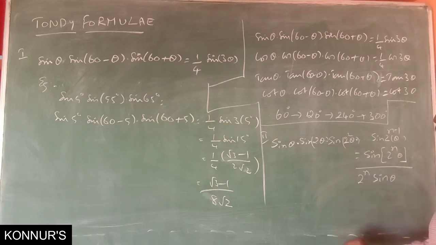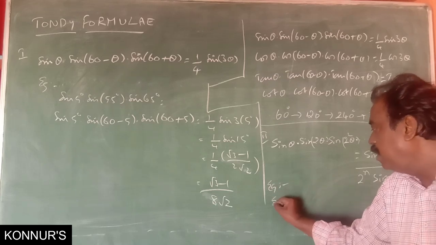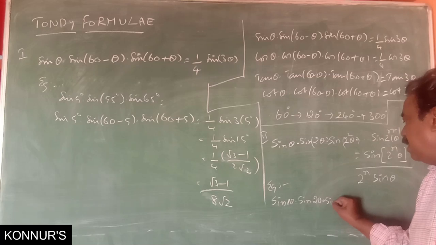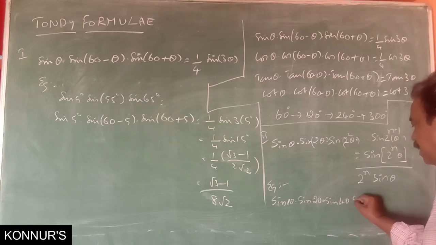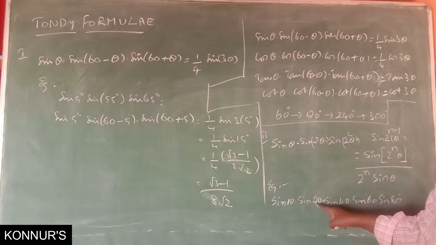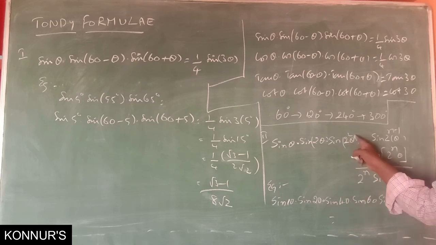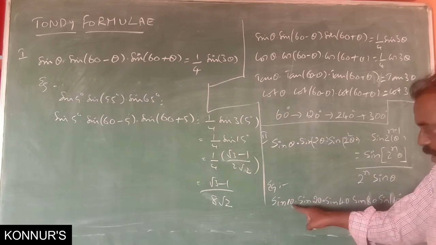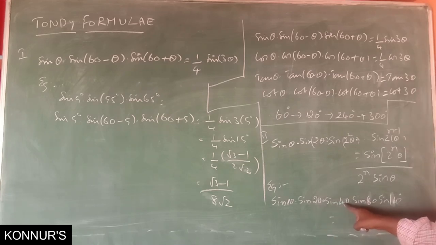If you see this suddenly, it is very difficult. For example, sine 10 degrees, sine 20 degrees, sine 40 degrees, sine 80 degrees, like this is given. Here theta is 10. 2 theta is 20. 2 square theta, 2 square is 4 into 10, is 40. 2 cube is 8 into 10, is 80. 2 power 4 is 16 into 10, is 160.